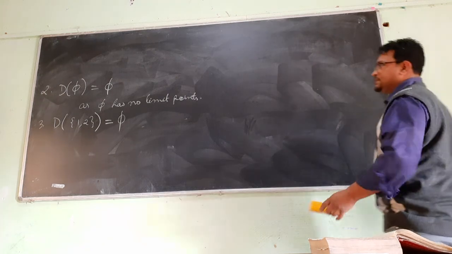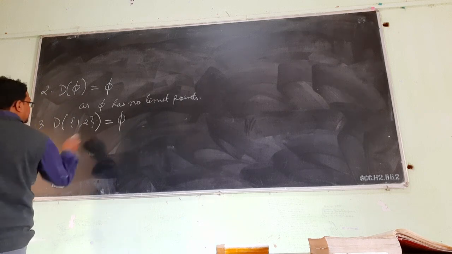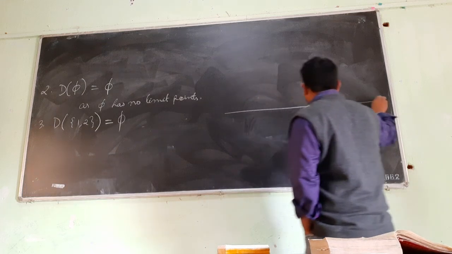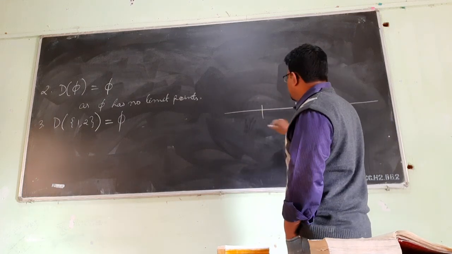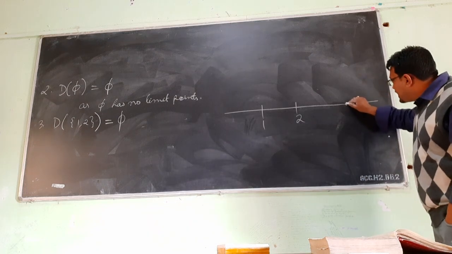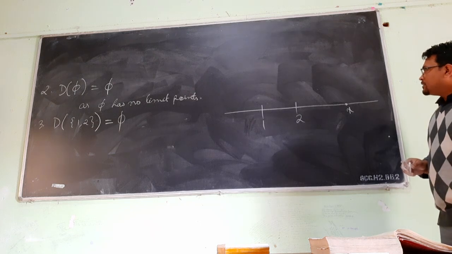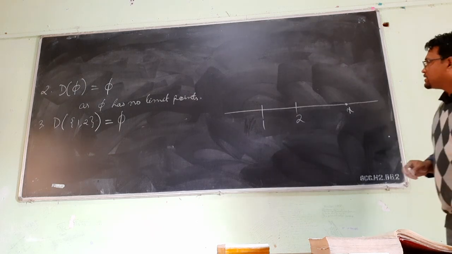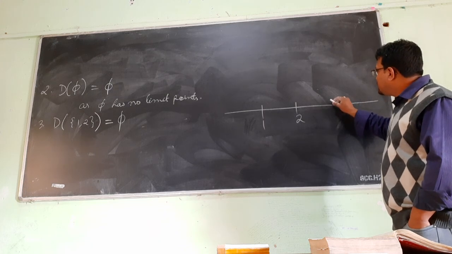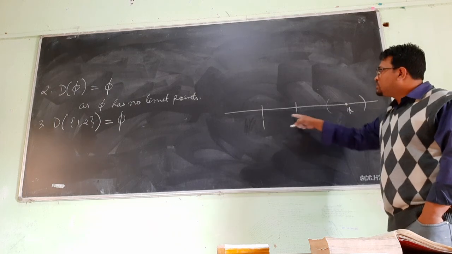So how to justify that? Okay. So see, this is the real number system. 1, 2. Okay. Suppose I take a point x here, and I try to construct an open interval, an epsilon neighborhood, which doesn't contain any point of 1 and 2.